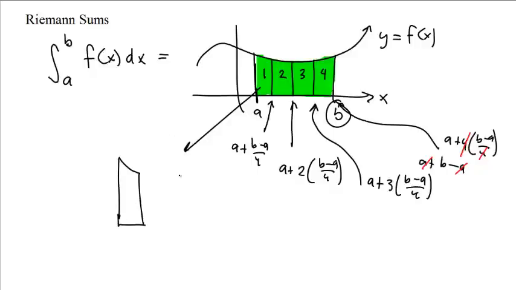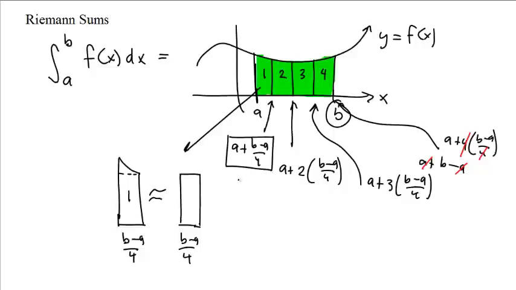as roughly a rectangle. This piece number one is roughly a rectangle that has the same width. The width is b minus a over 4. To get the height, I cut it off at the right endpoint. Whatever the right side is, I just use that as the height. You could also use left endpoints and cut it off like that and get a larger rectangle. But the heights on this curve are gotten by plugging into the function. So all I have to do is plug this right endpoint into the function.